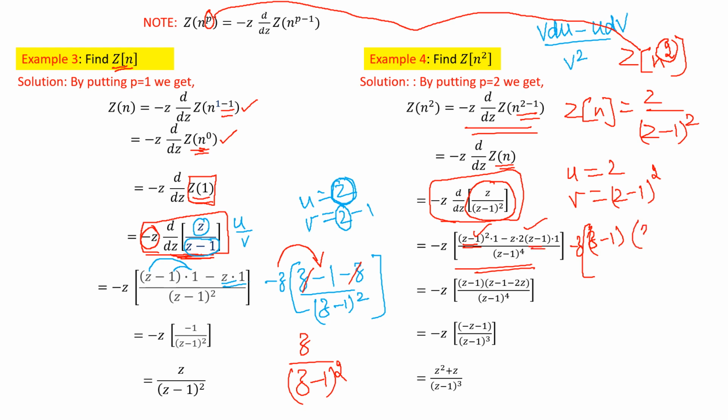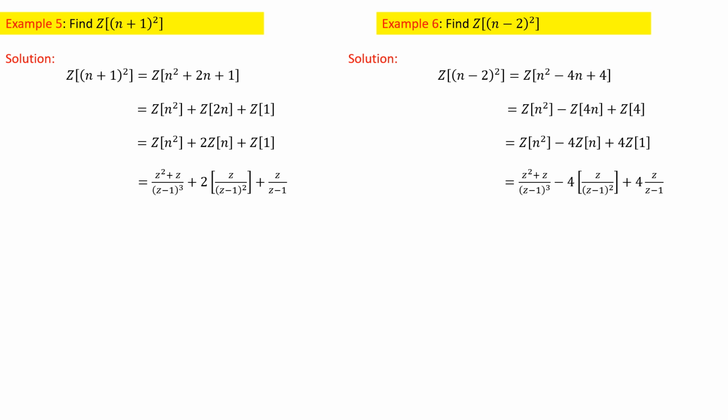Then the remaining terms are z minus 1 minus 2z upon z minus 1 power 4, because we have 2 in the denominator but in the formula I need v power 2, so this would become z minus 1 the whole power 4. By cancelling one z minus 1 and by simplifying, we will get this answer, z squared plus z by z minus 1 the whole power 3.